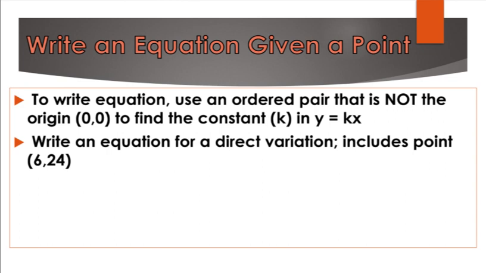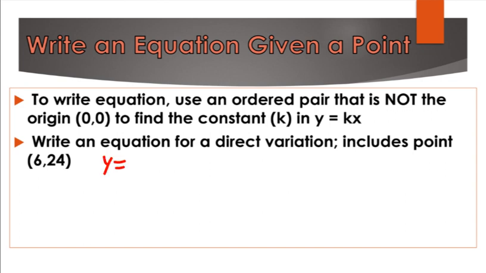And writing an equation given a point. So here we want to write an equation in direct variation format. To write the equation, use the ordered pair that is not the origin. So you cannot use 0, 0. Find the constant k in the equation y equals kx. So it says write an equation for a direct variation that includes the point (6, 24).